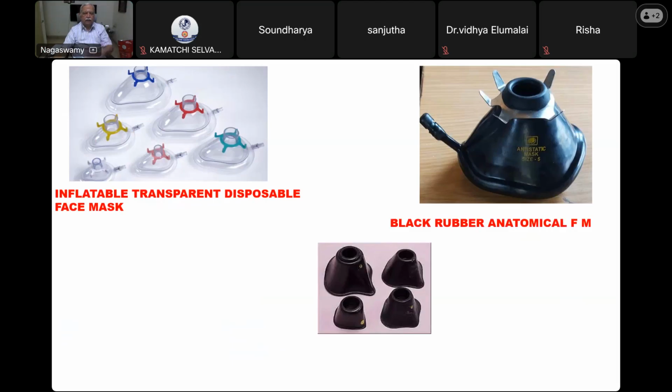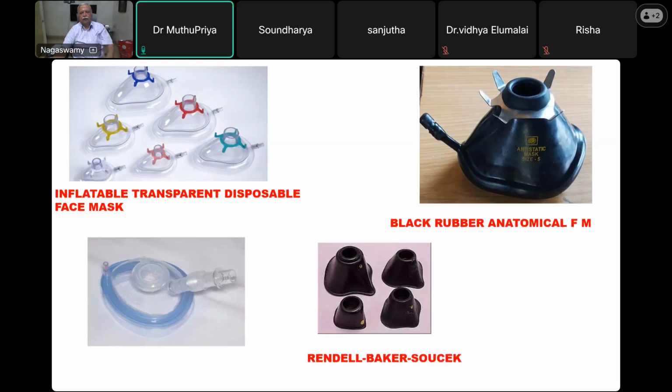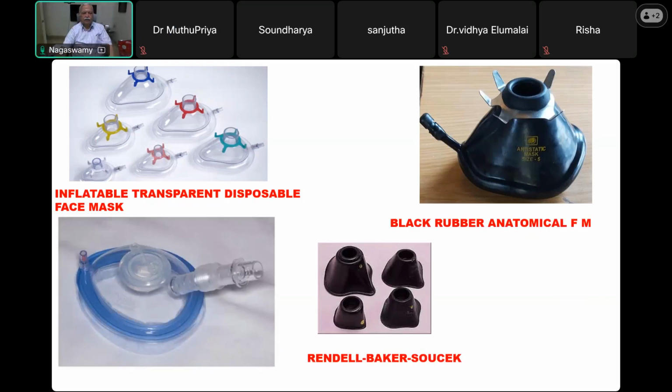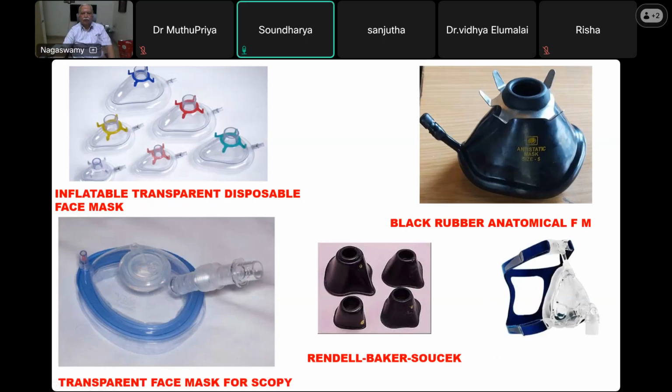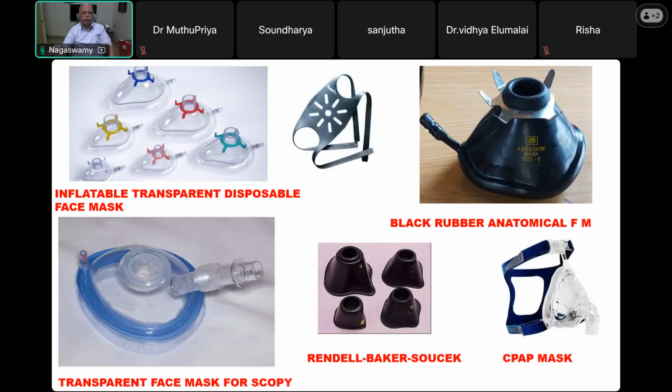What are these? Pediatric ones. Any name for that? Rendell-Baker Soucek mask. Very good. What is this? Mask used for endoscopy. A transparent face mask, so you can hold the mask and pass the endoscope through this. And what is this? NIV mask, NIV or CPAP mask. Very good. What is this?